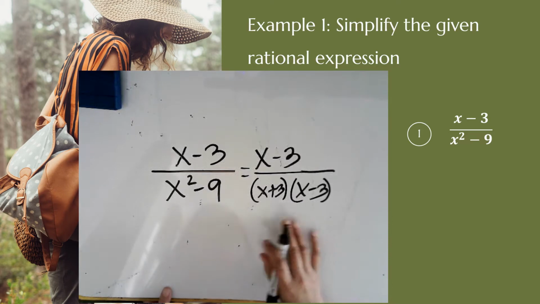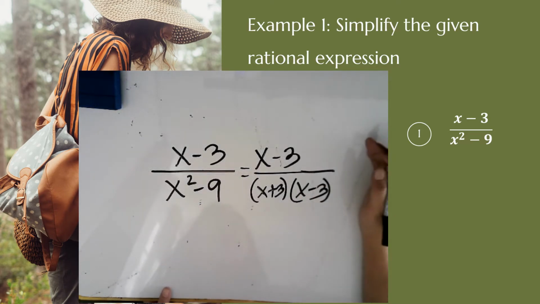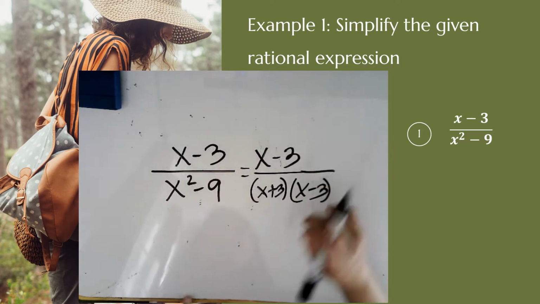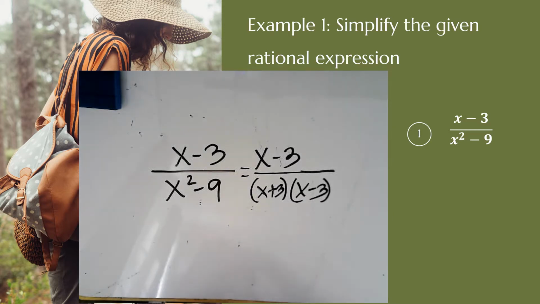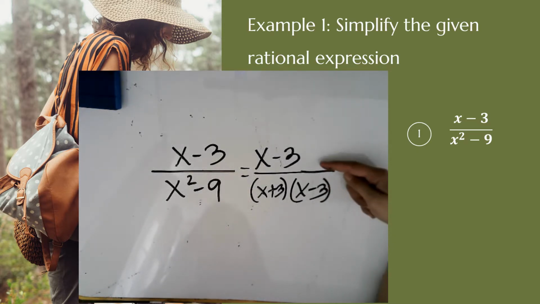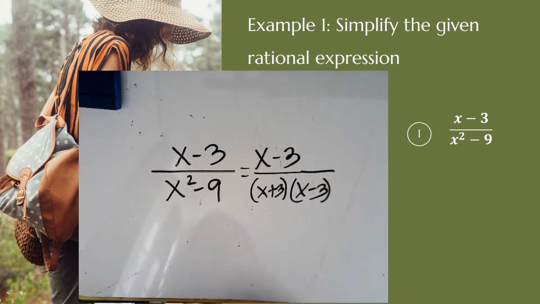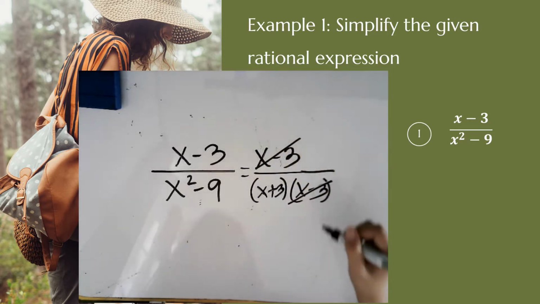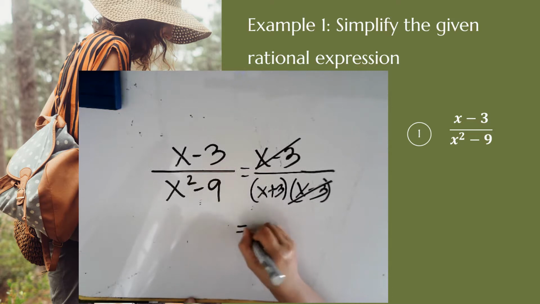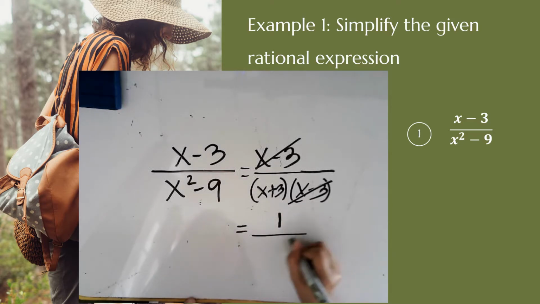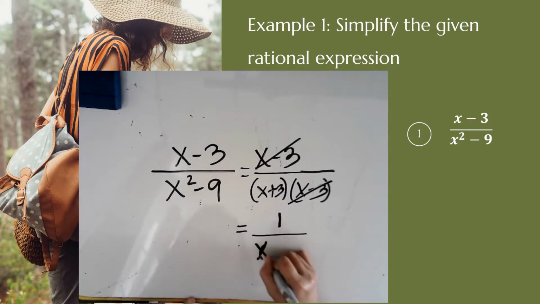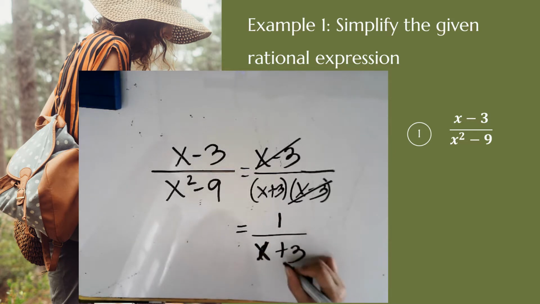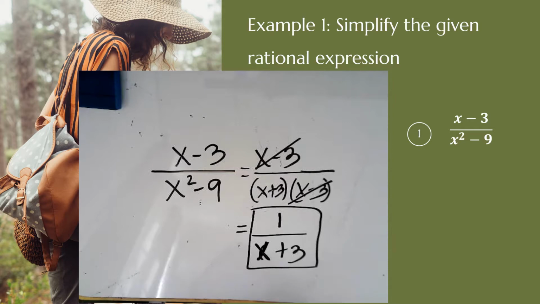Now after factoring the denominator, we can see that there is a common factor in the numerator and the denominator, which is x minus 3. So from there, we can cancel it. And what will be left is 1 over x plus 3. There. So this is the answer.